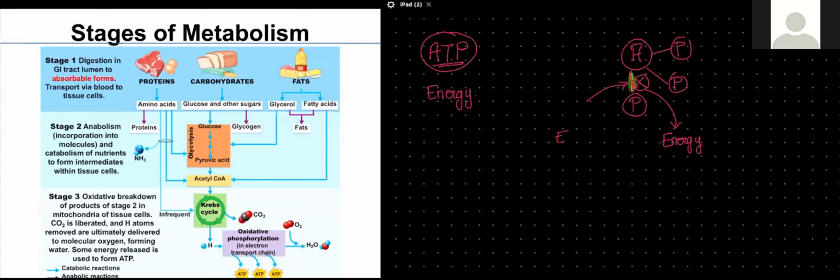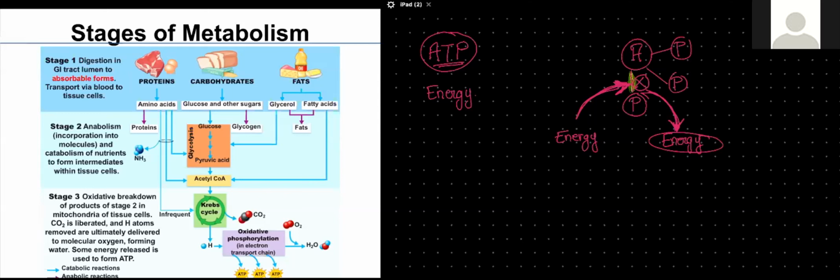If you have energy, you transform the energy into a bond between adenosine and the phosphate. If you want to get energy, what you're going to do is break down the bond, and the energy is going to be released.